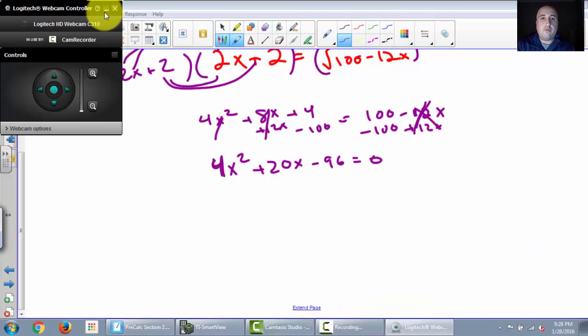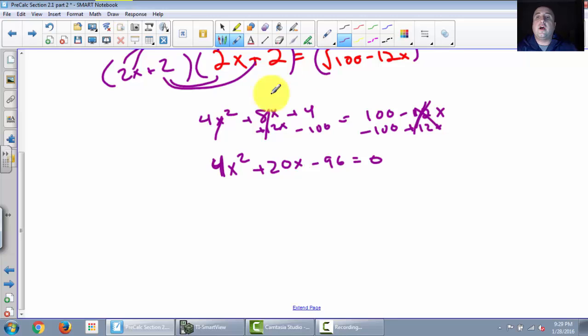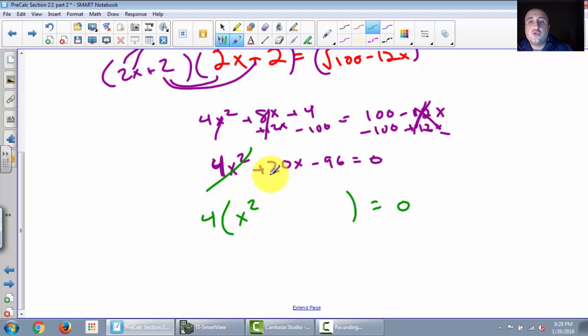Sorry for that pause. So what we basically have to do is figure out how we can get these x's by itself. So I'm going to factor. If you notice, the 4, the 20, and the 96 are all divisible by 4. So I'm going to factor out a 4 out of this whole problem and see what I have left over. 4 divided by 4 is 1, so I have x squared left over. 20 divided by 4 is 5 with an x left over. Minus 96 divided by 4 is 24.